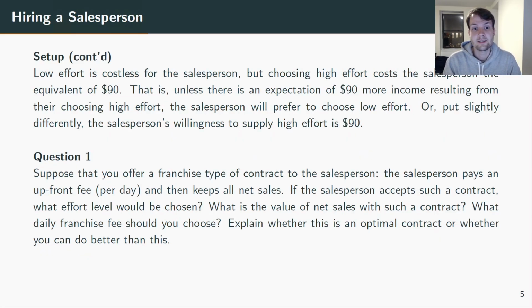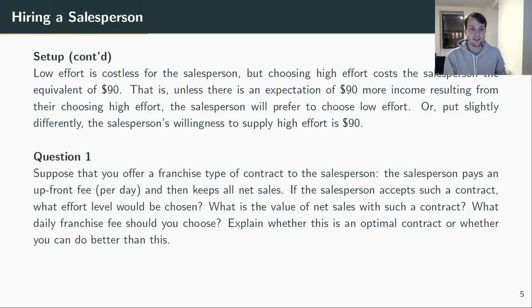Effort, on the other hand, is not free. So they incur a cost if they exert high effort. In this case, it's $90. This just captures that working hard is unpleasant and they don't want to do it. So unless there's an expectation of $90 that they make by working hard, they're never going to work hard. Or put differently, thinking about willingness to pay and willingness to supply, their willingness to supply high effort is $90. Unless they get that, they're not going to work hard.